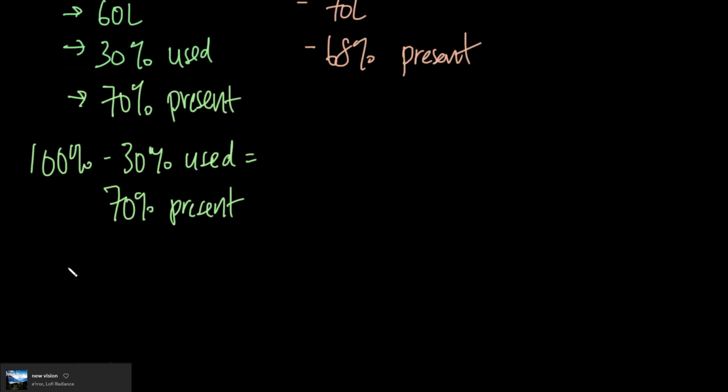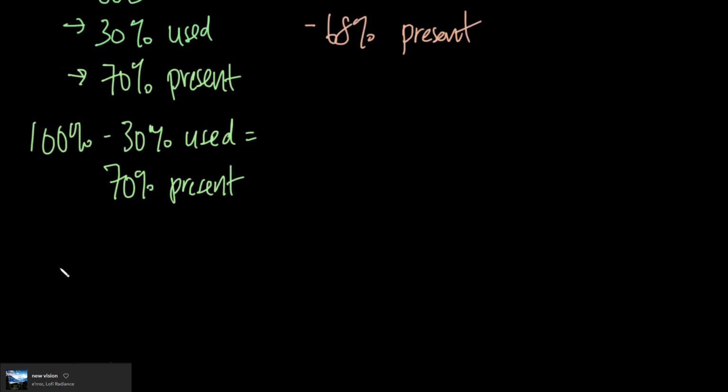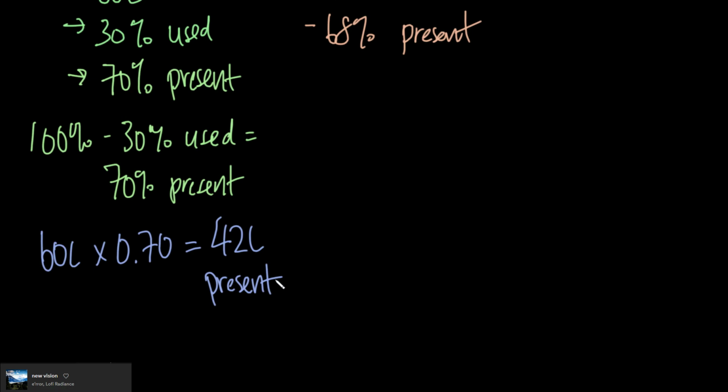So 70%. What we can do is use a different color. We can do 60 liters times, and we can change this percentage into a decimal, so 0.70, and it's going to equal, so I can take out my calculator, 60 times 0.7 gives us 42 liters. So we have 42 liters left in the fuel tank.